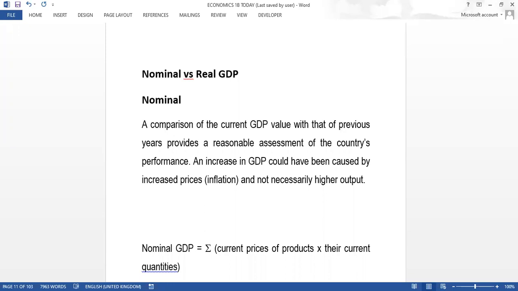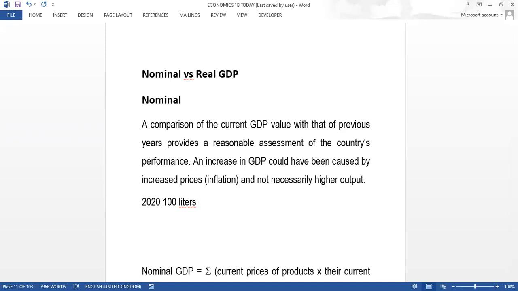Suppose that in 2020, the South African economy produced, and this is an assumption, so please bear with me, only 100 liters of fuel. Suppose we produce fuel by any chance. So in 2020, we produced 100 liters of fuel, and in 2023, we also produced the same 100 liters of fuel. But now what is different is the pricing.